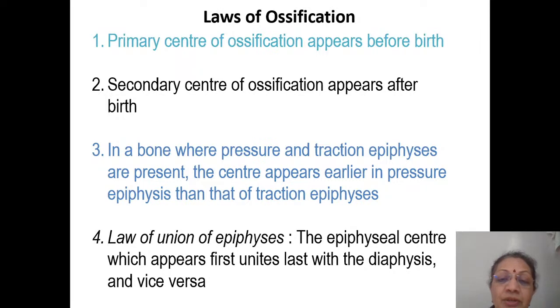Where there is a pressure and a traction epiphysis, the center of ossification which appears in the pressure epiphysis is earlier than that in the traction epiphysis. Now, right now, this may not seem very important to you. So, what difference does it make whether it's earlier or later? But the age at which a center of ossification appears is very important in the aging of a bone.